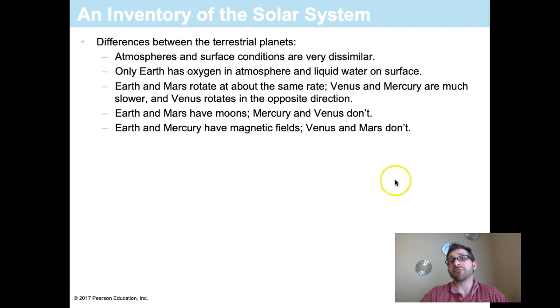We also have differences in the rotation rate of the planet. So Earth and Mars have a very similar rotation rate, whereas Venus and Mercury have a much slower rotational rate, how fast it spins or how long one day occurs. Mars and Earth have moons. Venus and Mercury do not have moons. And then Earth and Mercury have magnetic fields, whereas Mars and Venus do not. So you can see just within our own solar system, the terrestrial planets have vastly different surface and atmospheric conditions.